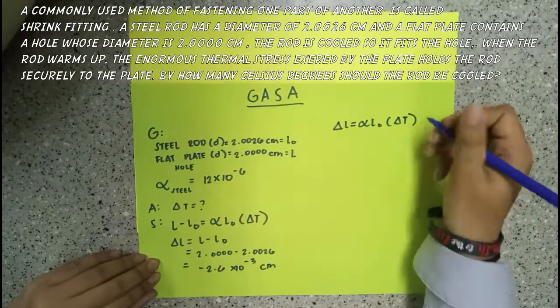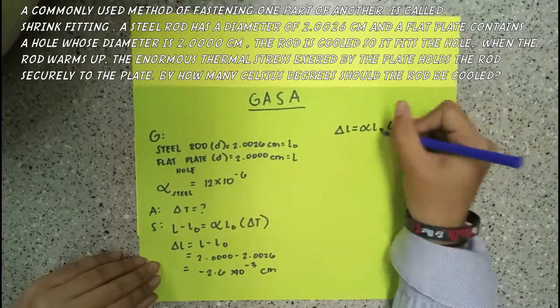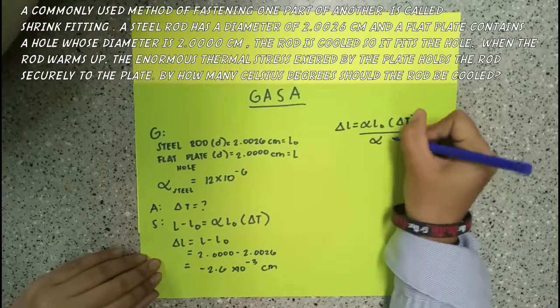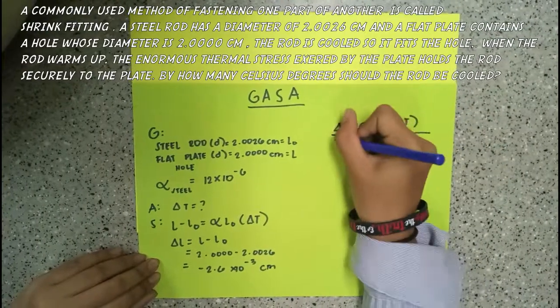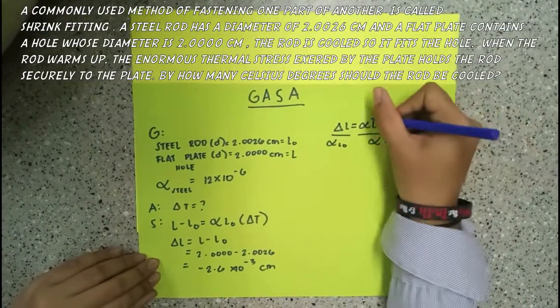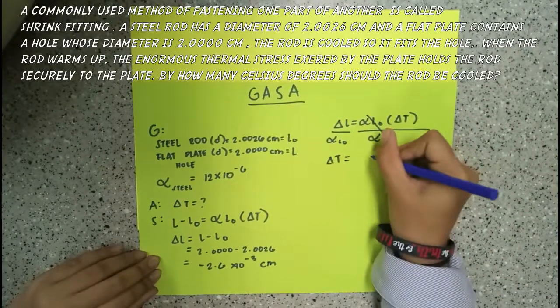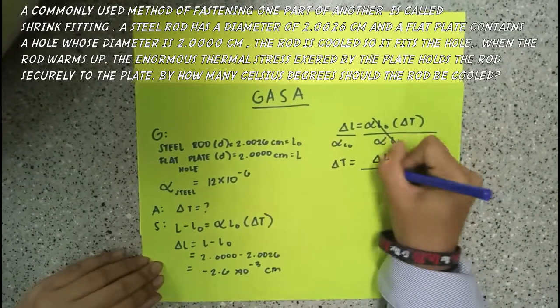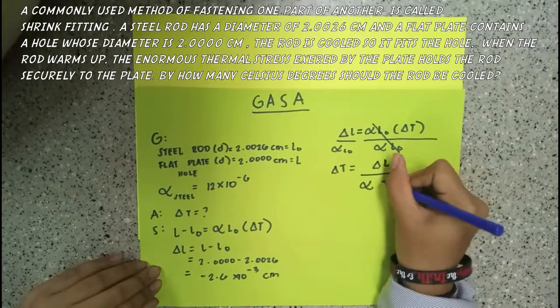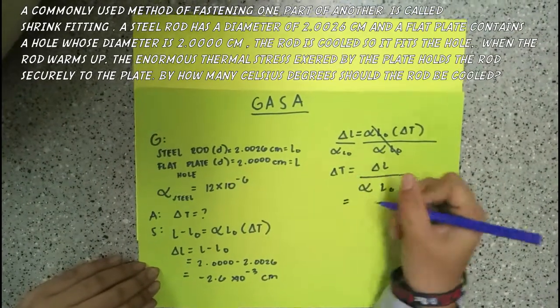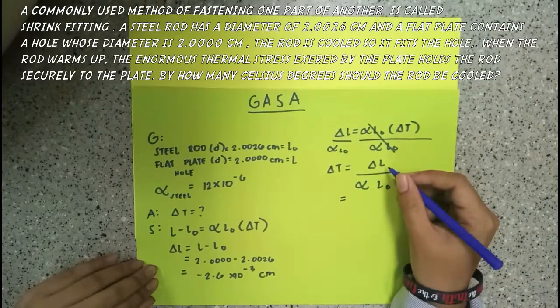And now that we're given the change in L, we can finally isolate the change in temperature by dividing alpha LO to itself and bringing it to the other side. Now we can finally say the change in temperature is equivalent to delta L over alpha LO. And by plugging in the numbers, you get your answer.